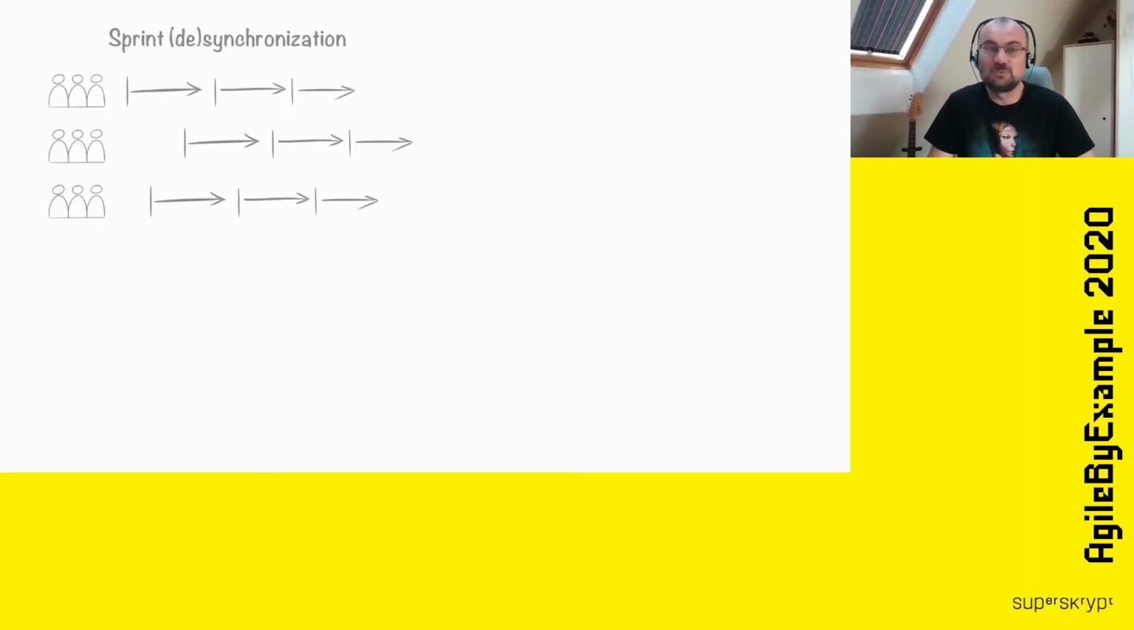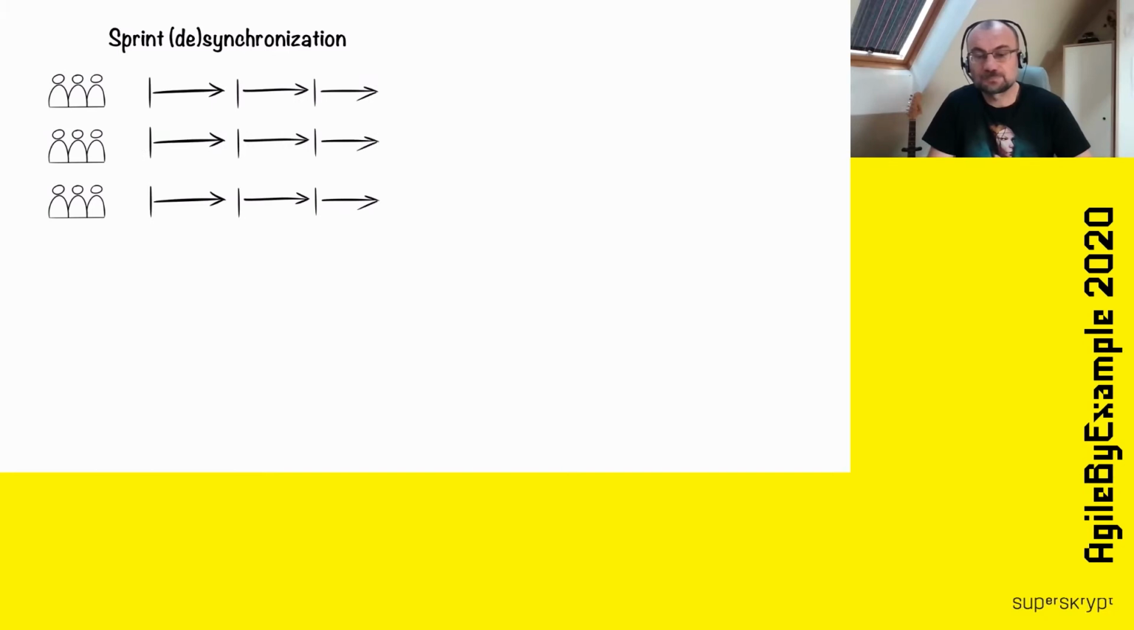The very first problem that we noticed was the fact that the sprints of the teams were not synchronized. So the teams started and finished their sprints on different days. And it was a problem for us because we needed to have one common date when all the sprints are finished. So we needed to synchronize what we did.